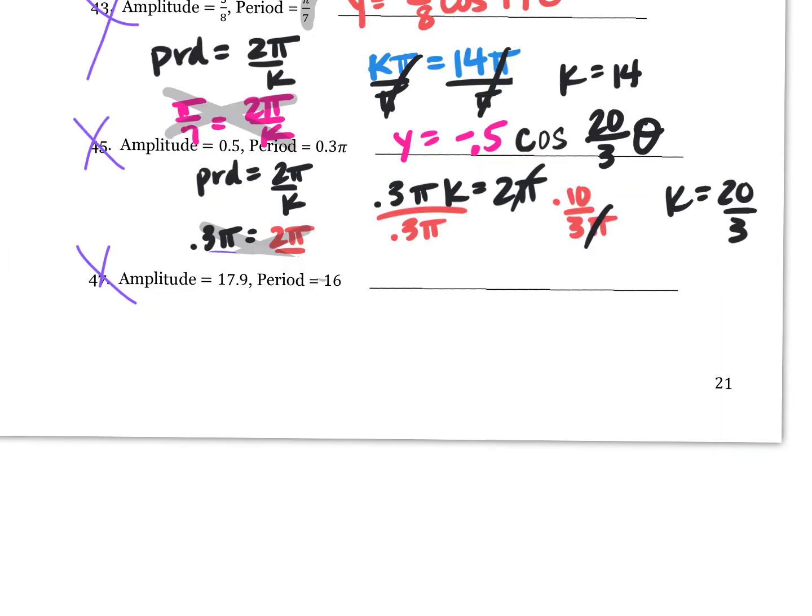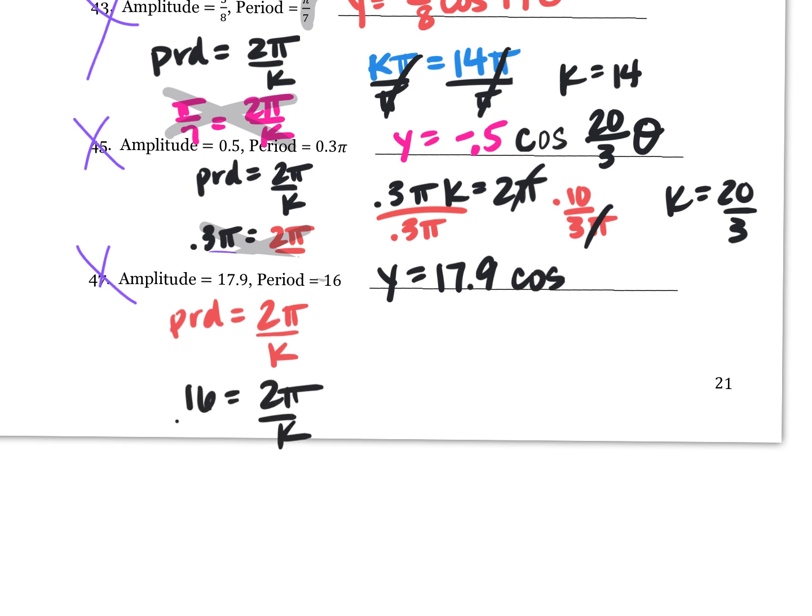Beautiful. Here we go. Last one. What are we starting this with? Will Turner, you got it? Y equals 17.9 cosine of, let's go do it. What equals what, Mr. Will Turner? Period equals 2 pi over k. So what am I going to do for that equation? 2 pi over k equals 16. Yeah, cross multiply that for me.